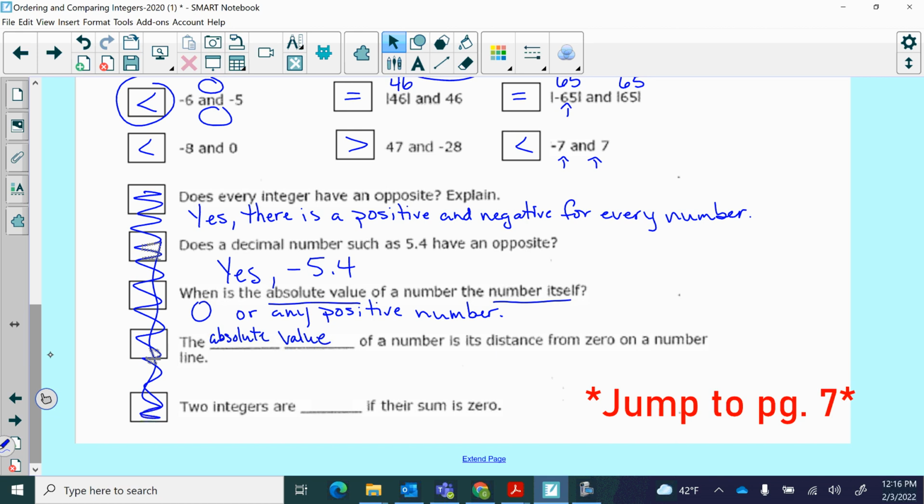And two integers are considered what if their sum is 0? No, not negative. Not positive. What is the math term, guys? What math term do we use for two numbers that if I add them together, it would equal 0? Hold on. No. Nora? No. Ava? No. Just tell us the answer.